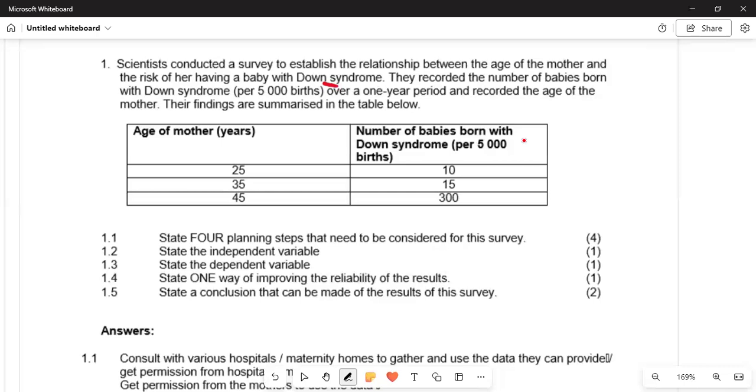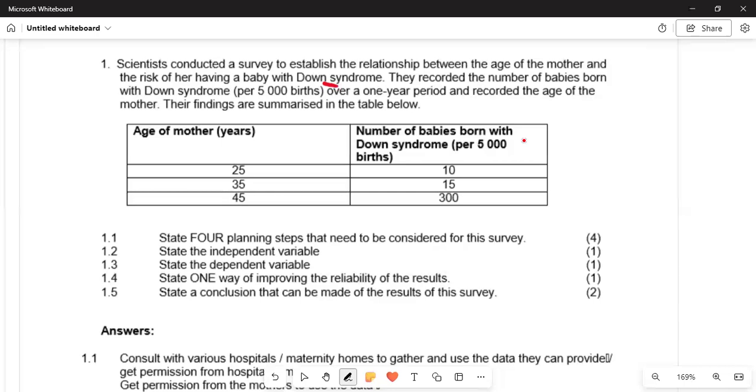They recorded the numbers of babies born with Down syndrome per 5,000 births over 1 year, and recorded the age of the mother. In this relationship, we see that the older the mother is, the more risk of having a baby with Down syndrome. This can be caused by a variety of factors, which we will discuss later under the topic of genetics. That is when I will be answering your questions.